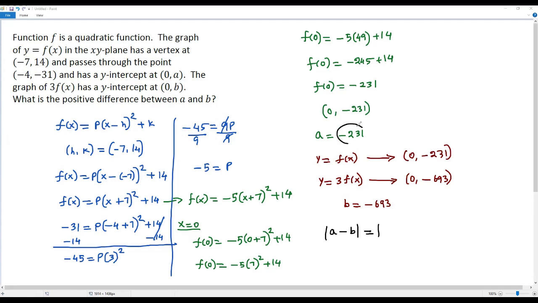Already we have the value of a, that is -231. Let me plug in. Let's take this negative sign, and the value of b is -693. Here, the absolute value of -231 minus (-693): negative times negative is a positive 693. Here, when I combine -231 and positive 693, I am getting 462. The absolute value of 462 is 462. Therefore, the positive difference between a and b is 462.